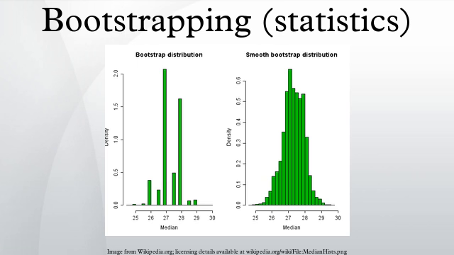Smooth bootstrap. Under this scheme, a small amount of zero-centered random noise is added onto each resampled observation. This is equivalent to sampling from a kernel density estimate of the data.